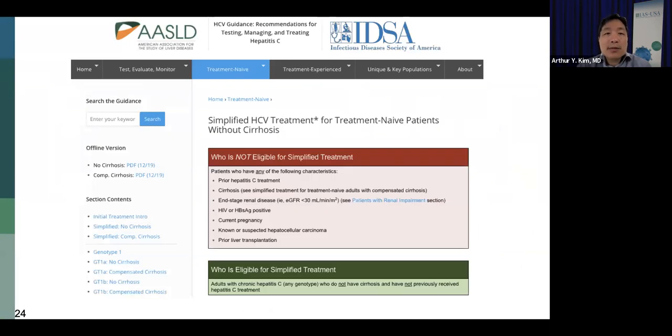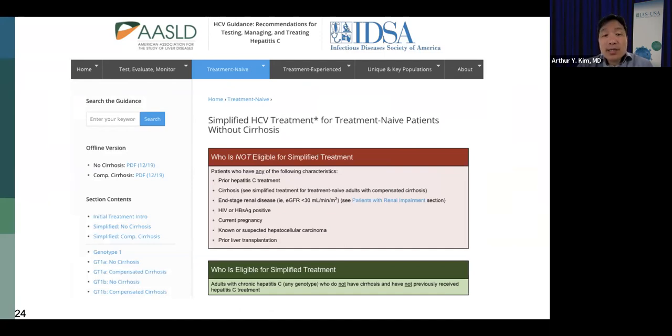So we'll talk about the simplified regimen algorithms that are available through the AASLD and IDSA, a joint venture that I was privileged to be on years back, and Andrew as well. But who is eligible for these simplified hepatitis C treatments? And so this gets at the patients who you would not really just do this sort of simplified counseling.